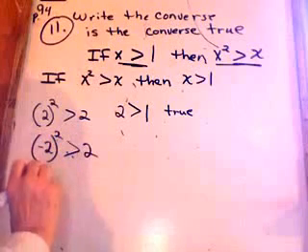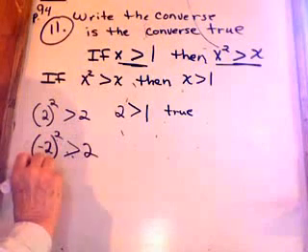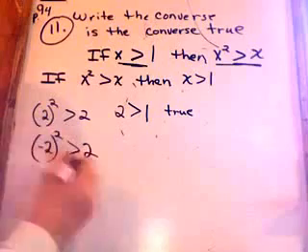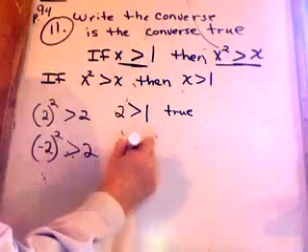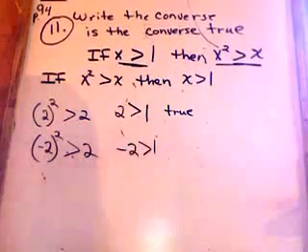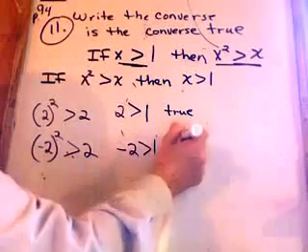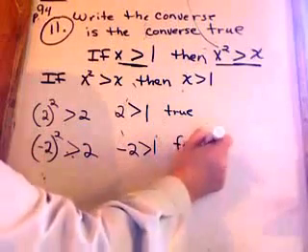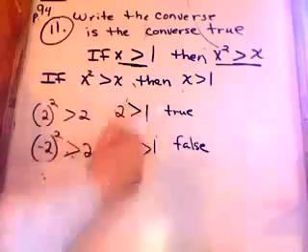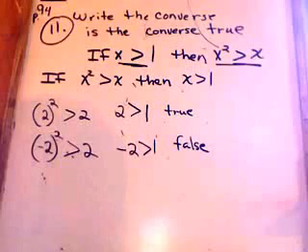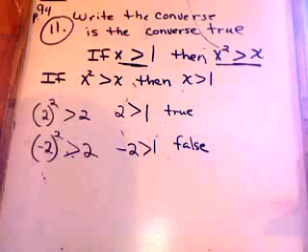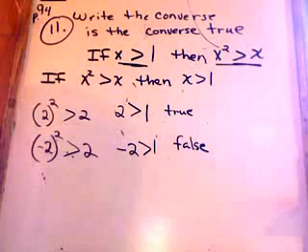Is that true? Well, negative 2 squared is 4. 4 is greater than 2. But is negative 2 greater than 1? No, it's false. And I showed that it was false by using what's called a counterexample, which is used a lot in Algebra 2. So hopefully that helps you with number 11.